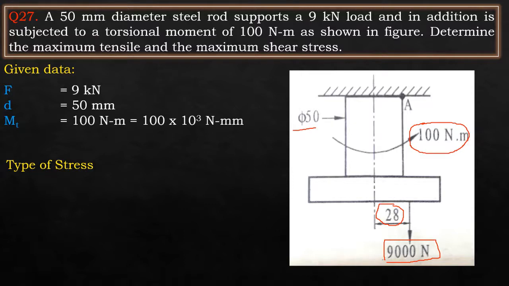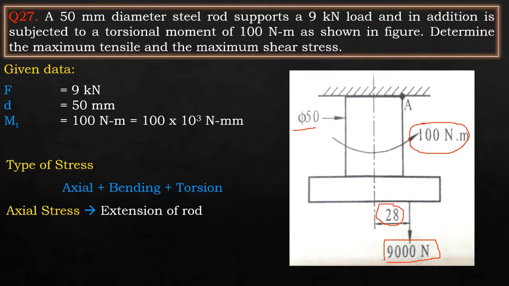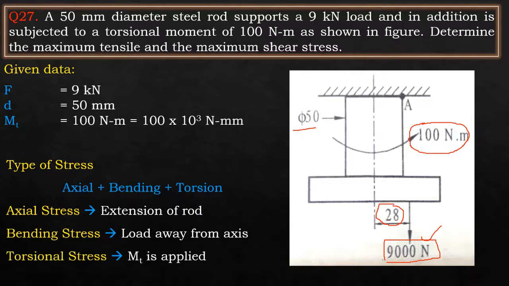This entire component is subjected to three different types of stresses: axial, bending, as well as torsion. Axial, because there is extension of the rod because of this load of 9000 newtons. Since the load is placed away from the axis and there is an eccentricity, there is a bending stress, and the torque is applied, therefore torsional stress is applied on the structure.